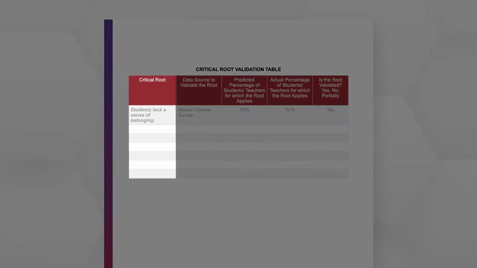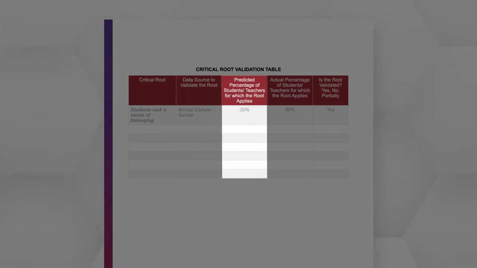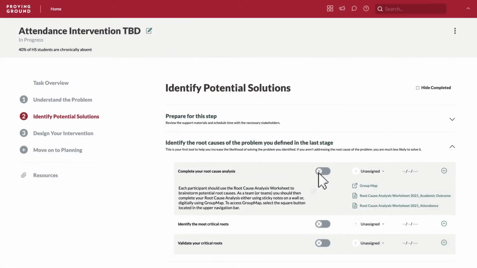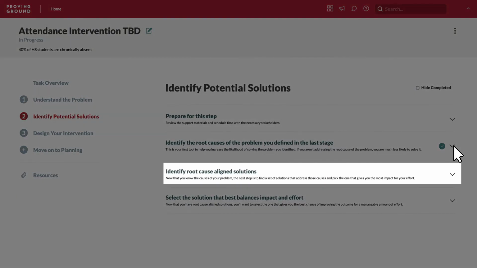Here you will enter your critical roots, where you can find the data to support or counter your hypotheses, your predictions, and the evidence you found. Your validated root causes will come with you to the next step. And that's it. You have finished your root cause analysis. You're now ready for identifying root-aligned solutions.